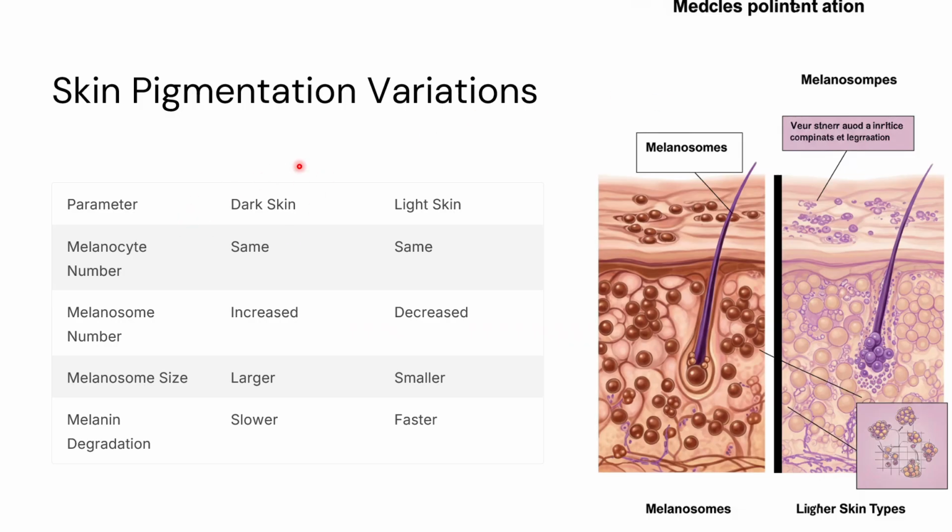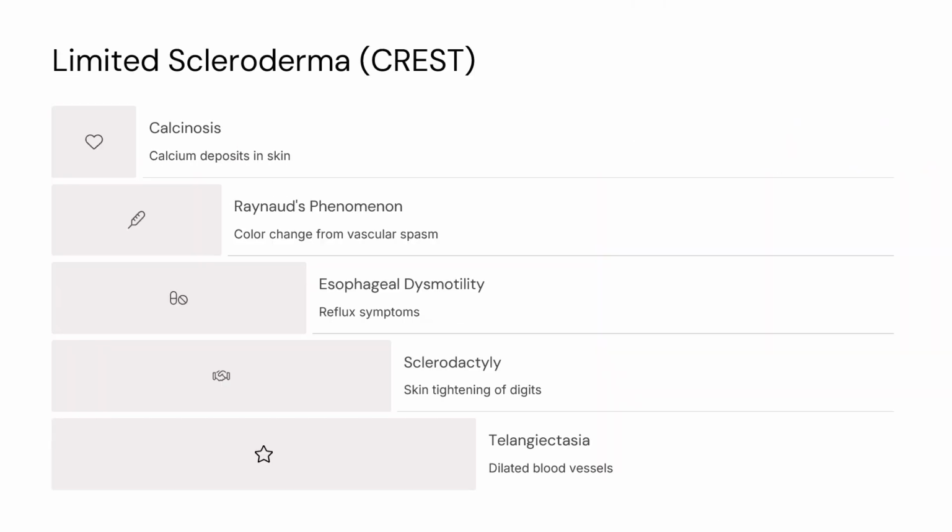In dark skinned individuals and light skinned individuals, what is the difference? In both, the melanocyte number will be the same in dark skin as well as light skin. The melanosome is that intracellular organelle which is present. That number will be increased in dark skinned individuals. But in fairer people, the melanosome number will be decreased. The melanosome will be larger in size and the melanin degradation will be slower. But what we need to know is the melanosome number is increased, thereby resulting in the condition.